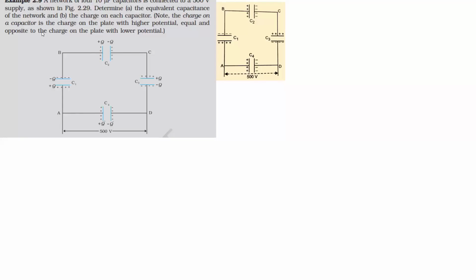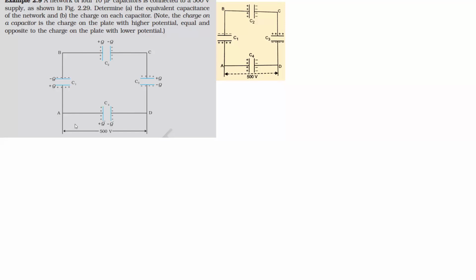In the given figure, capacitors are connected as shown across the battery voltage 500. Determine the equivalent capacitance of the network. Then the charge on each capacitor. Note that the charge on the capacitor is the charge on the plate with the higher potential, equal and opposite to the charge on the plate with the lower potential.